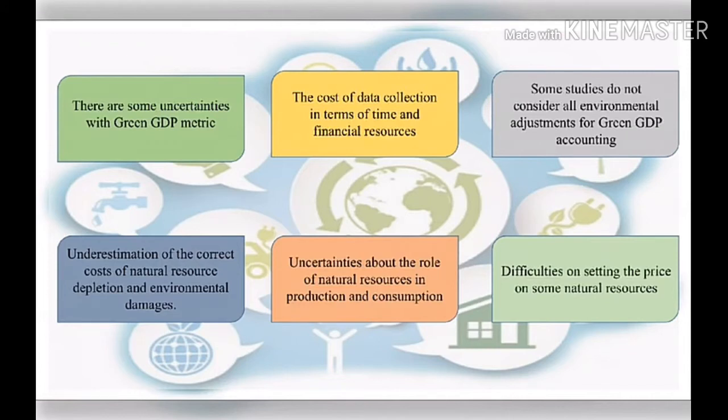This causes oversimplification of the problem and underestimation of the correct cost of natural resource depletion and environmental damages. Due to the difficulty and uncertainty of natural resource depletion and environmental damages, the economic loss valuation may just show a part of the correct costs. However, these results could be very useful in integrated environmental and economic policy making. Besides that, there are some uncertainties about the role of natural resources in production and consumption possibilities due to differences in people's ethical values. It is difficult to set a price on some natural resources like some ecosystem services.